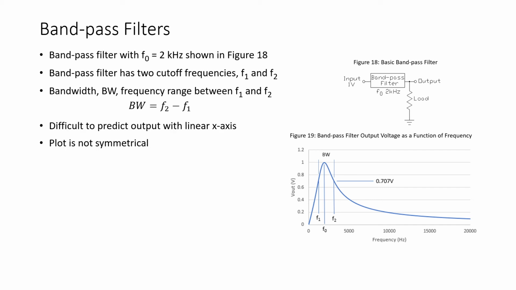Now, like we saw with the previous plots of the low pass and high pass filters, referring to figure 19, it's very difficult to predict the output voltage below F1 and of course above F2. The graph is extremely nonlinear above F2, and again, it's just sort of hard to see what's going on down here below F1. And we also note, looking at figure 19, that this graph is not symmetrical; it appears as if it's skewed to the left.